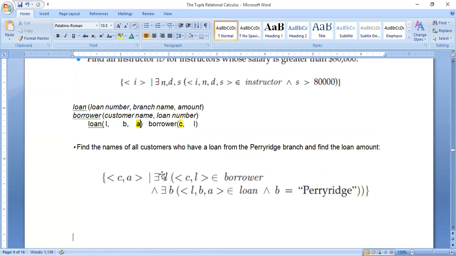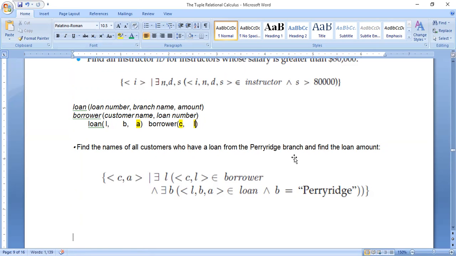So out of these domain variables we have already used C and A. The borrower relation consists of the two domain variables C and L. From C and L, C has already been used as an output variable, so the remaining is L. So now we are using this with the existential qualifier and use this L also.